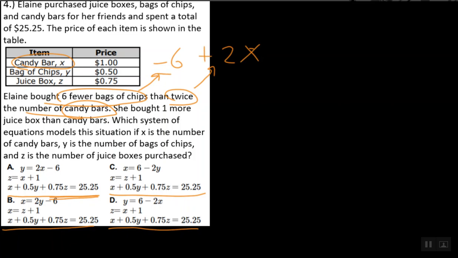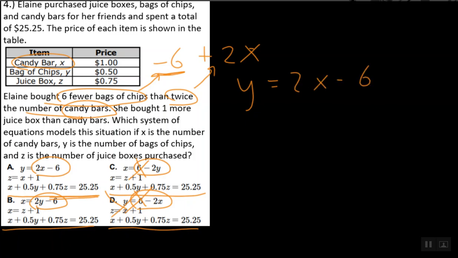And in the problem, we have a 2x minus 6, a 6 minus 2y, a 2y minus 6, and a 6 minus 2x. Well, notice our 6 is negative, so wherever the 6 is positive, that's wrong. So it's wrong in D, it's wrong in C, and it could be between either A or B. The way they wrote this is y equals 2x minus 6.